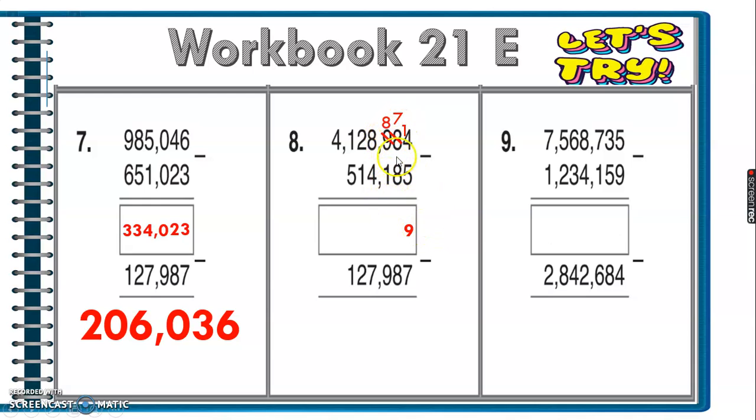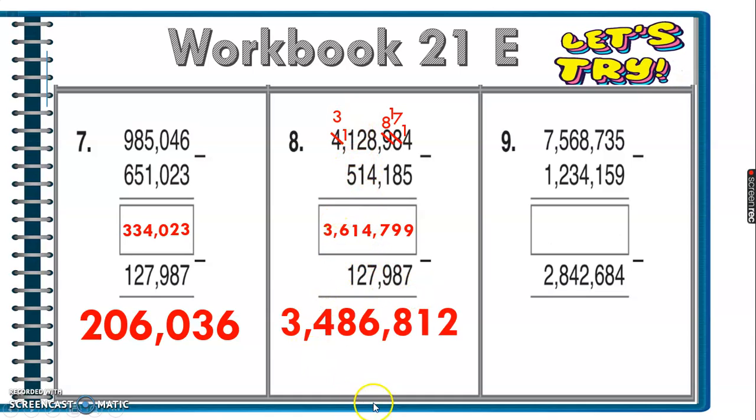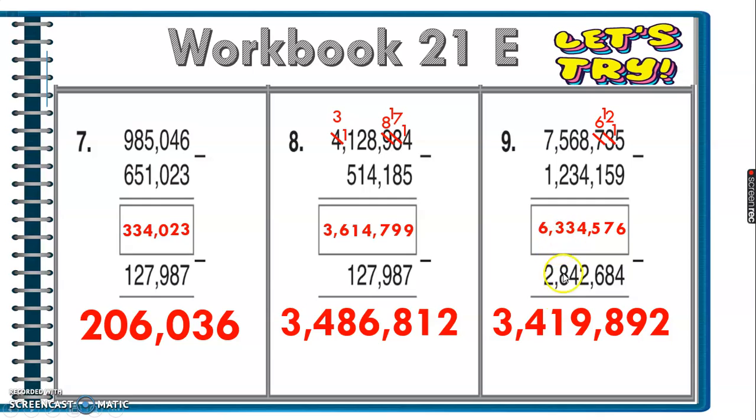Okay, 7, 8, and then 4, 2, cannot be, borrow. So 11, 6, and then 3. Therefore, number 8, the answer is 3,486,812. Last example, number 9. Can it be? So 4, 7, 5, and then the answer is 3,419,892.